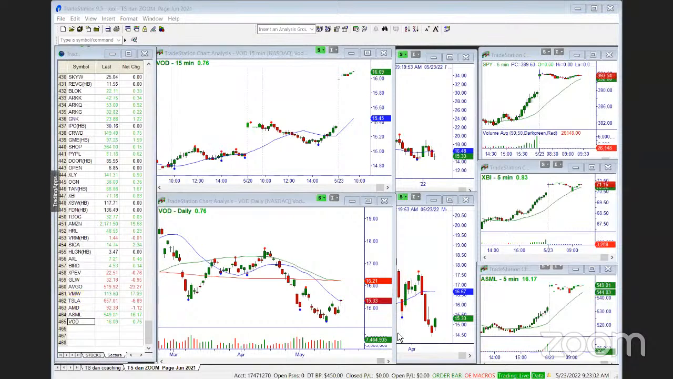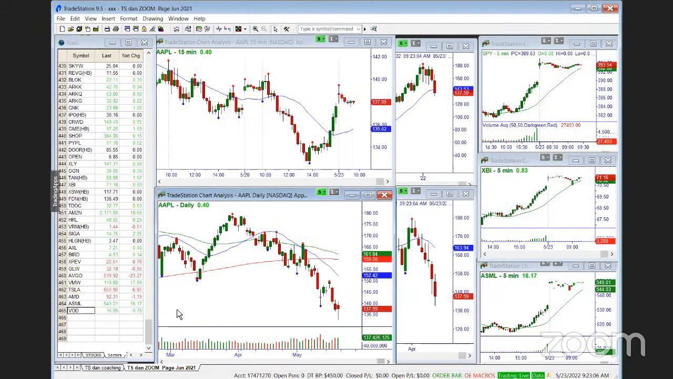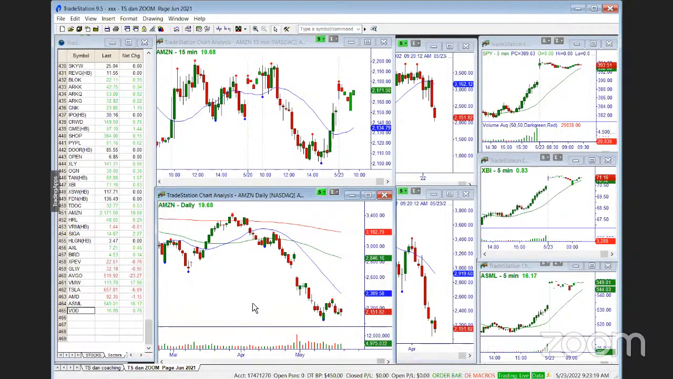John Williams asking, is Apple ready for a move higher? Maybe a day trade. It's up here, a little buy setup. So, 30-minute high day trade. In terms of FANGs, I like Amazon better.